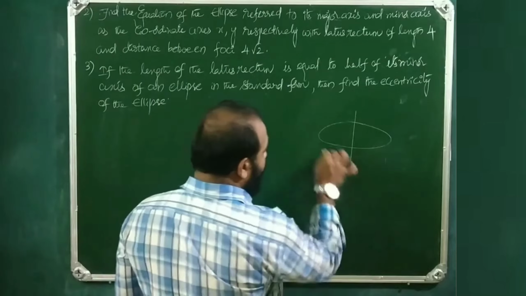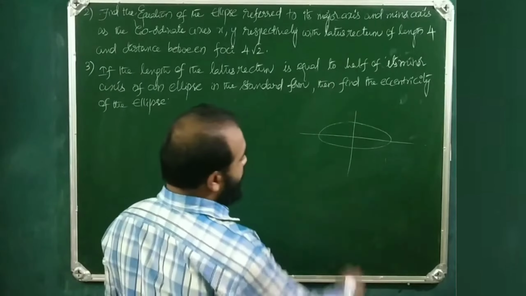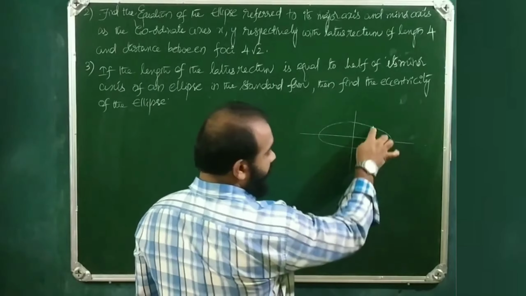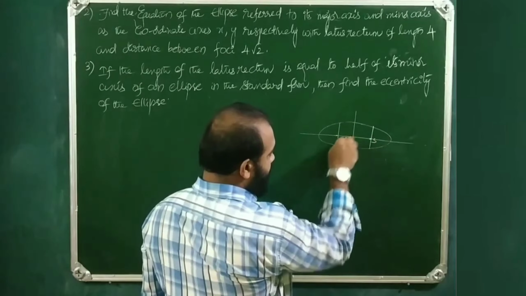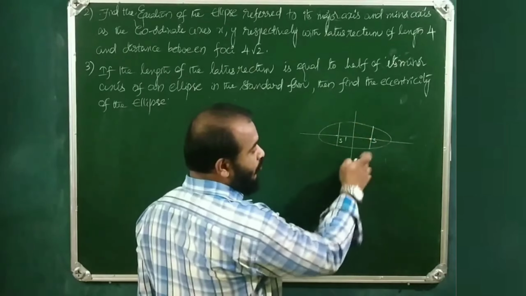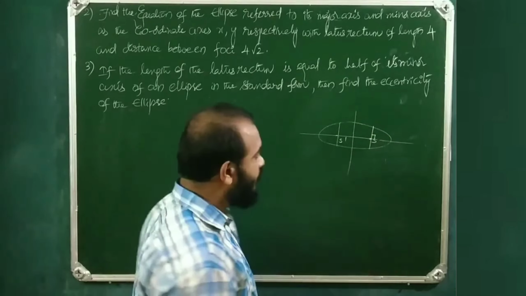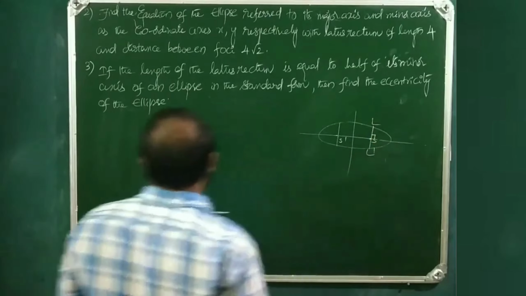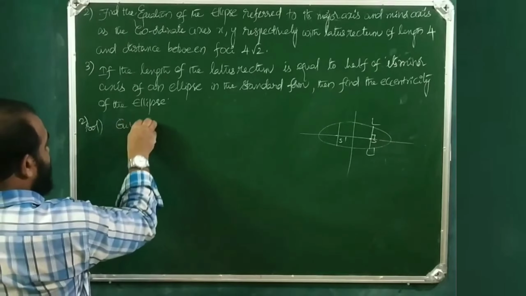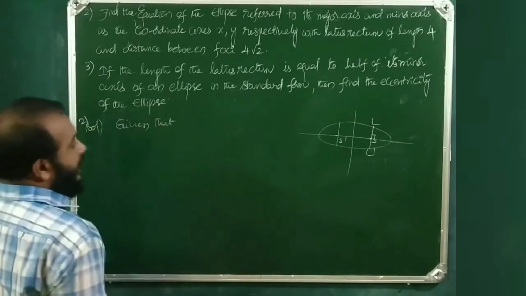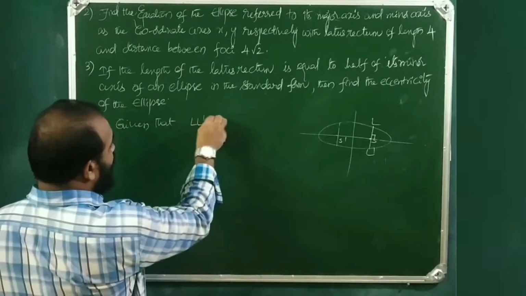So this is the ellipse given, and the latus rectum, that means this is our latus rectum, the chord which is passing through the focus and perpendicular to the major axis, which is the x axis here. So this is L dash. So second question, given that the length of the latus rectum L dash is equal to how much?